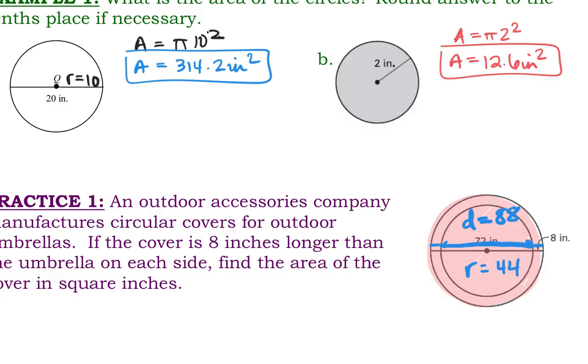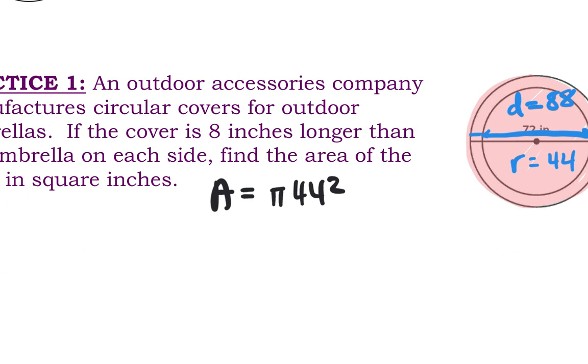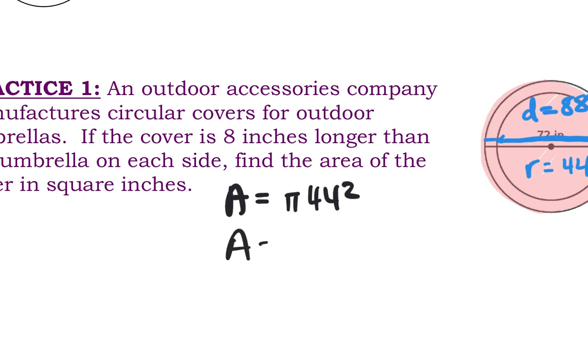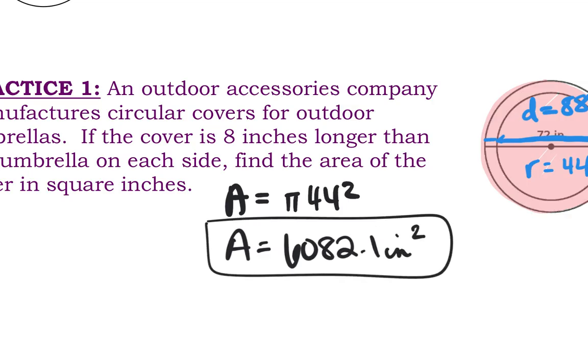All right, let's go ahead and get our area here. Now we know that the radius is 44. What'd you get? 6,082.1. All right, 6,082.1. And then your unit squared. All right. Over on the right side, we're just going to go backward.